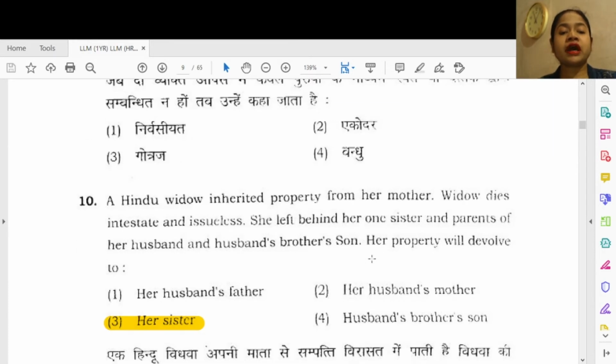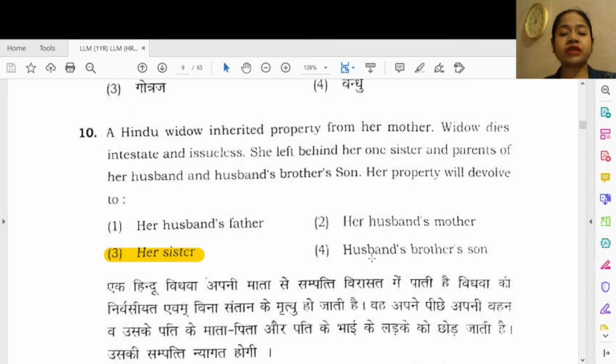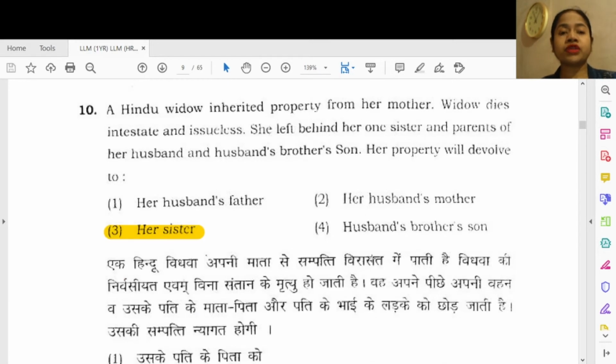Question number 10, a Hindu widow inherited property from her mother. Widow dies intestate and issueless. She left behind her one sister and parents of her husband and husband's brother's son. Her property will devolve, so in this case her property will devolve on the sister, because it is given under the Hindu Succession Act that if a woman has inherited from her father's side and dies issueless, the property will devolve upon the heirs of her father.